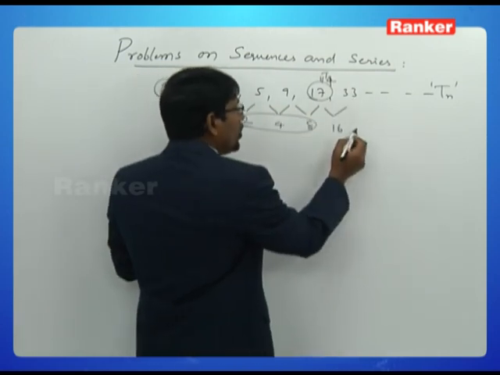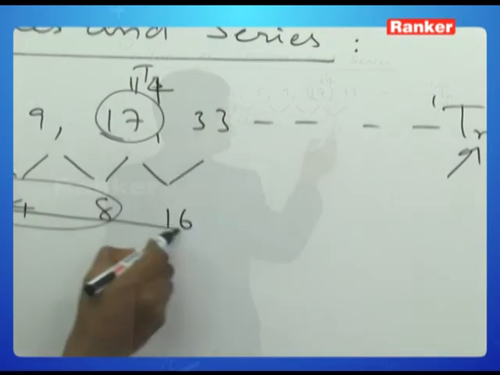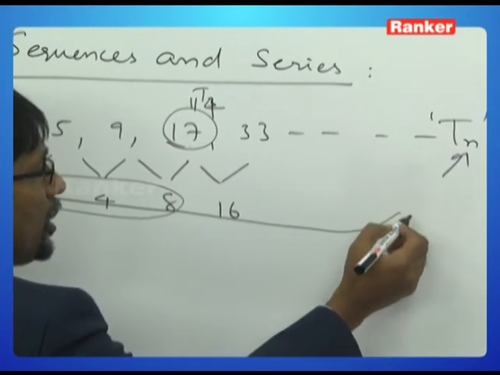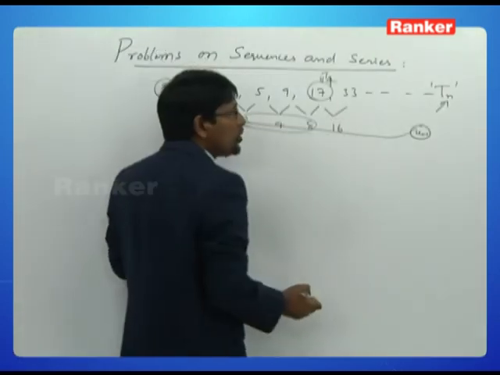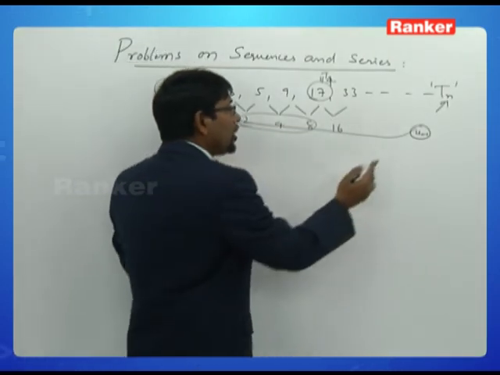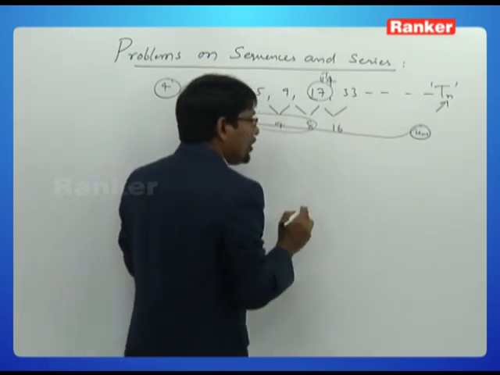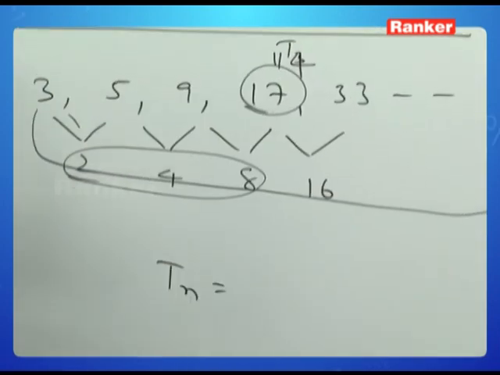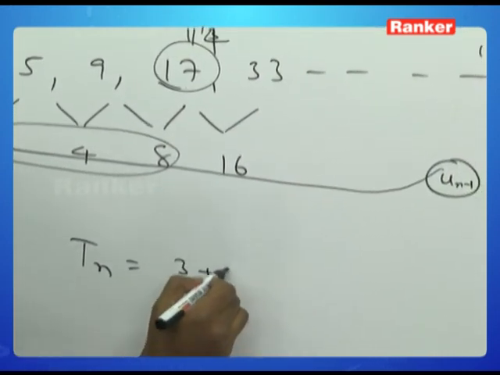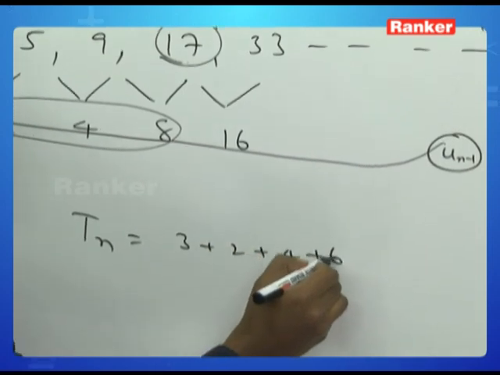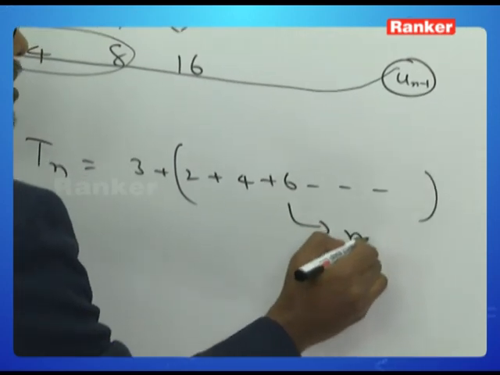So tell me now, what will be this Tn? How do you get this Tn? 3 plus 2 plus 4 plus 6 and so on, up to here you have n minus 1 terms of this. Let's call this a new series u n minus 1. So up to this, if you add 3 to these differences, you will get Tn. So what is Tn here? The nth term of this progression is 3 plus 2 plus 4 plus 6 and so on up to n minus 1 terms here.